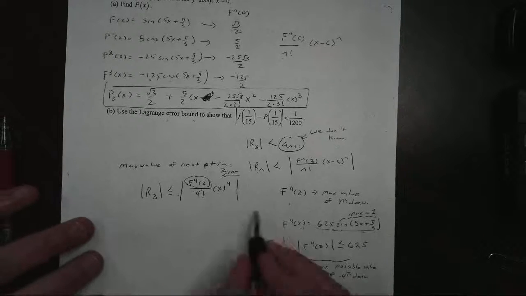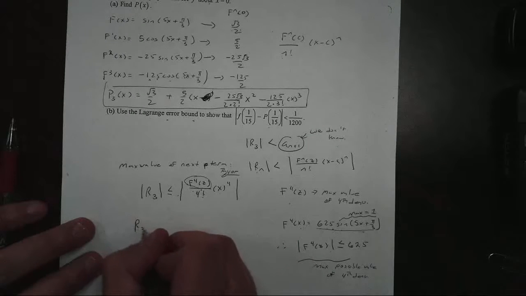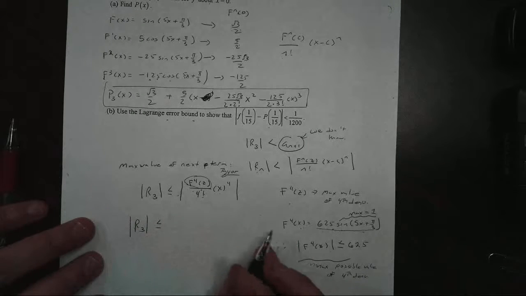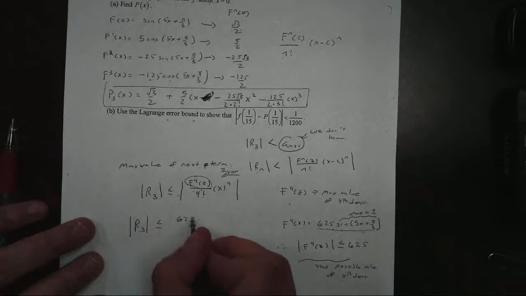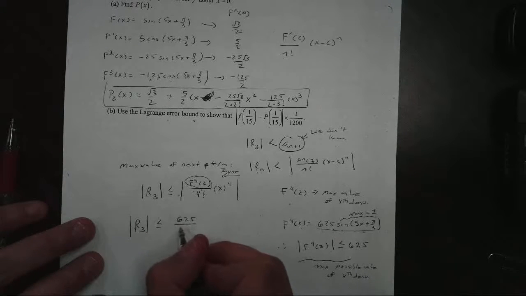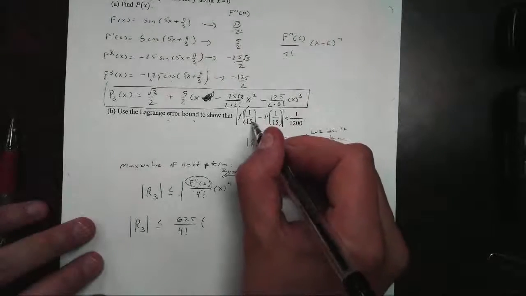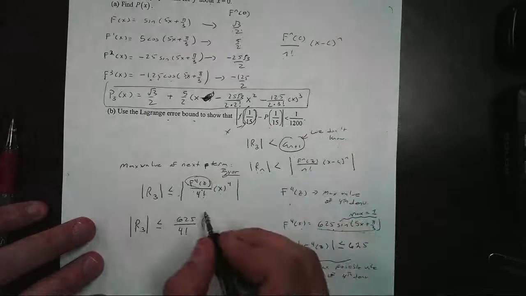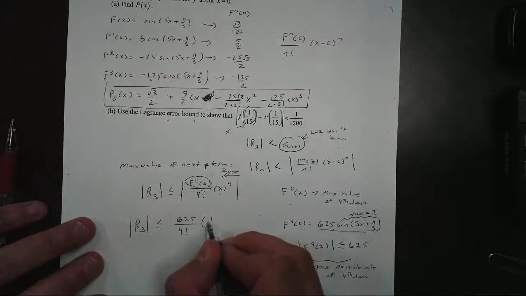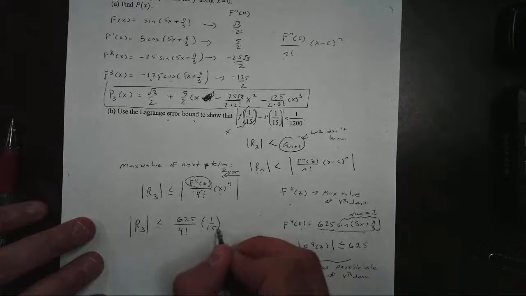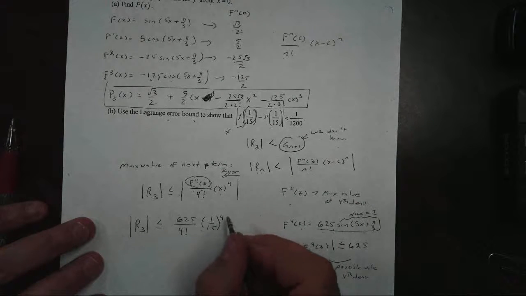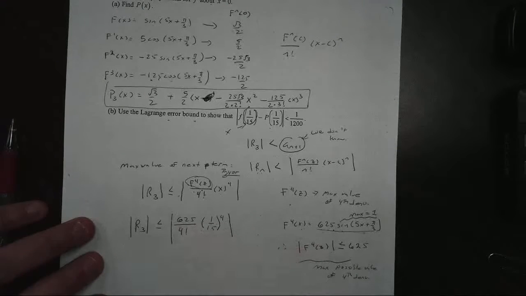And I'm going to use that in my formula. So to get my remainder, R sub 3, this is going to be 625 over 4 factorial times my x. Now, what's my x value? That's up here. There's x. So we know x is 1 over 15, to the 4th, in absolute value.